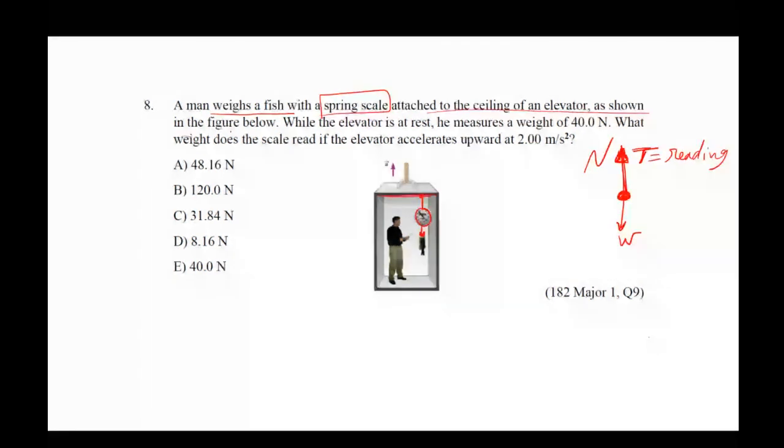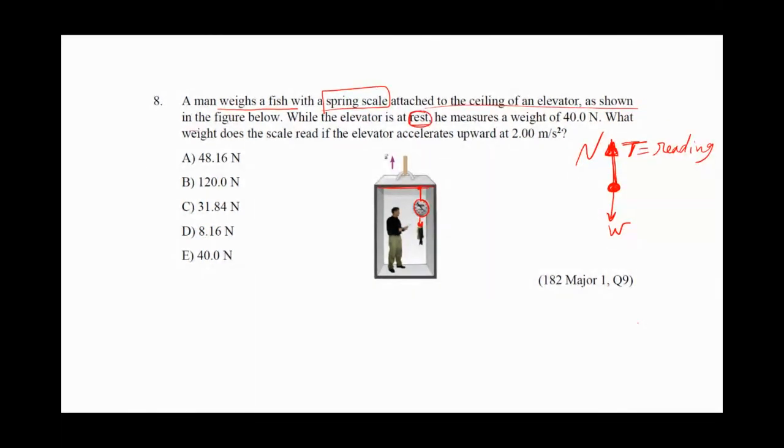As shown in the figure, while the elevator is at rest, again, at rest means what? The reading will be the weight. So at rest, it measures 40 Newton. So this is the weight. The weight is 40 Newton, and from the weight, we can get the mass. The mass is 40 divided by 9.8, the same as before. What weight does the scale read? What is the scale reading?